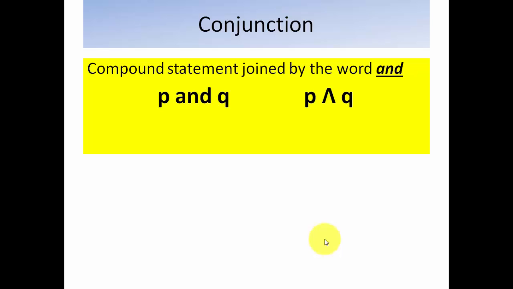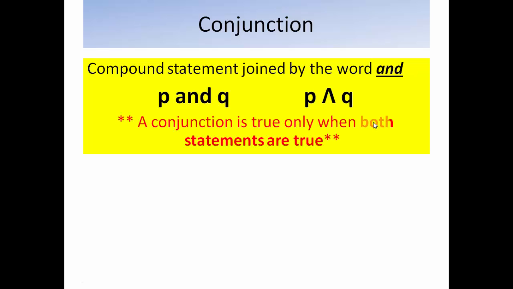Conjunction. Compound statement joined by the word and. So the notation for conjunction will be P and Q. It will say the word and, or we'll have this symbol right here, which looks like an upside down V, that resembles and. A conjunction is true only when both statements are true. So notice how we have 2 statements in each of these. Well, both of them have to be true for the whole thing to be true.